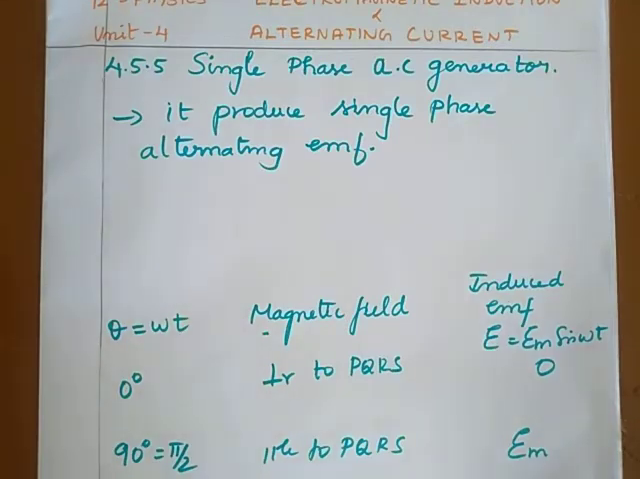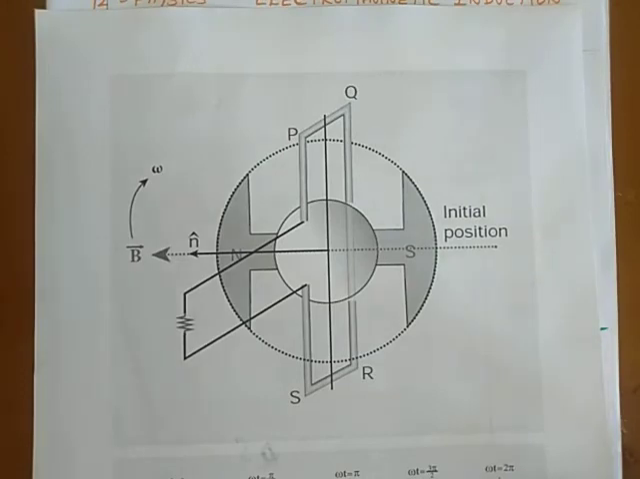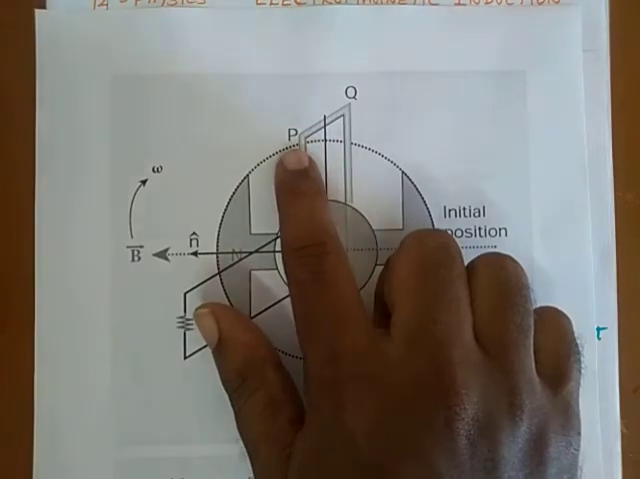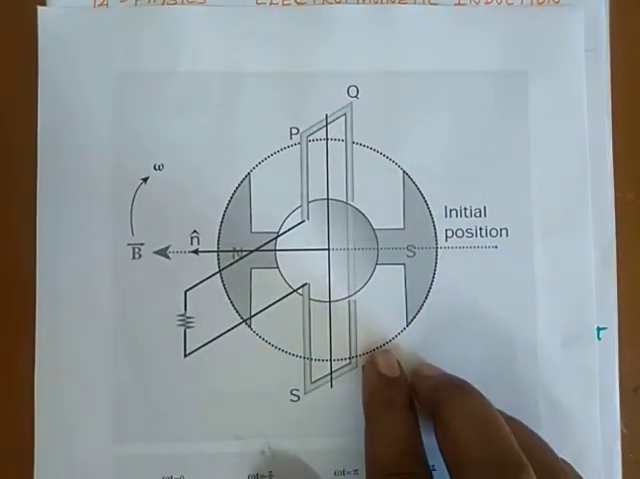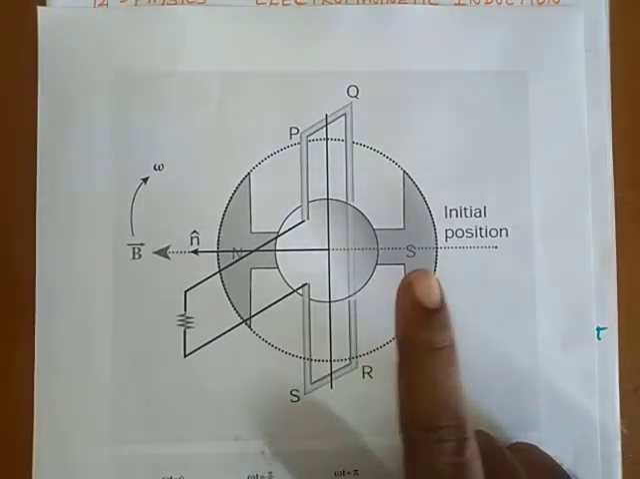Here we know the alternator consists of two components, that is stator and rotor. Inside the stator some slots are there, and those slots accommodate only the armature winding. Armature is nothing but a terminal to get the induced EMF. In those slots there are two conductors PQ and RS. These two conductors are connected in series and form a loop that is known as PQRS.